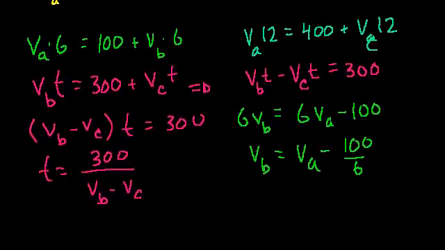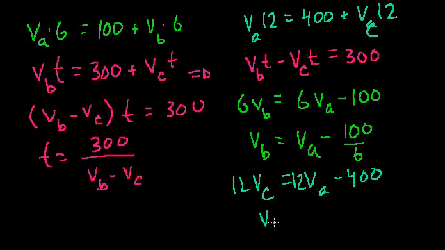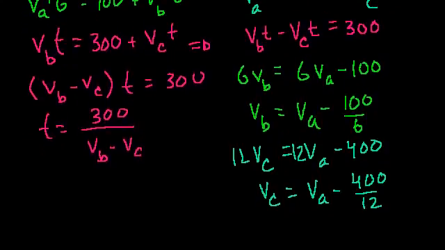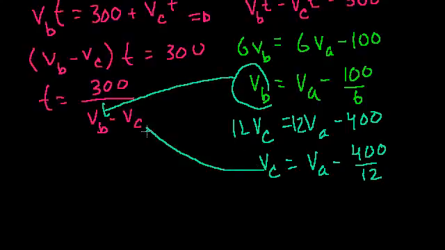Now let's see if we can do the same thing with this equation. So we get, if we subtract 400 from both sides, 12 times Chelsea's velocity is equal to 12 times Alice's velocity minus 400. Divide both sides of this equation by 12. You get Chelsea's velocity is equal to Alice's velocity minus 400 over 12. All right. So let's see if we can substitute this back in for VB and substitute this back in for VC, and hopefully the VAs cancel out. It already looks like they should.